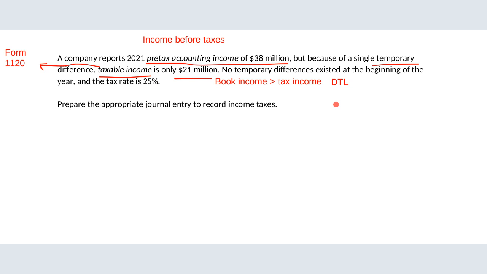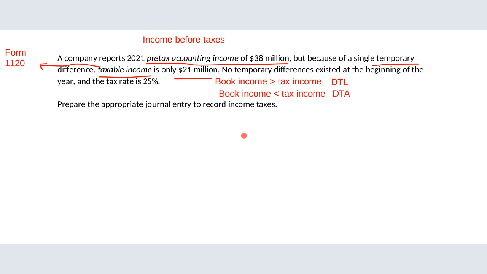The reverse is true. If our book income is less than our taxable income, which means we're going to pay more taxes this year, then it's going to reverse in the future, and these are going to become deductible amounts. And future deductible amounts is the definition of deferred tax assets. Okay, as long as we understand that, maybe that will make more sense.